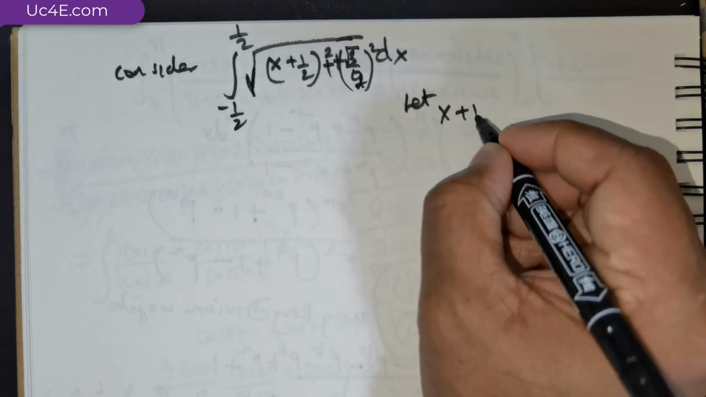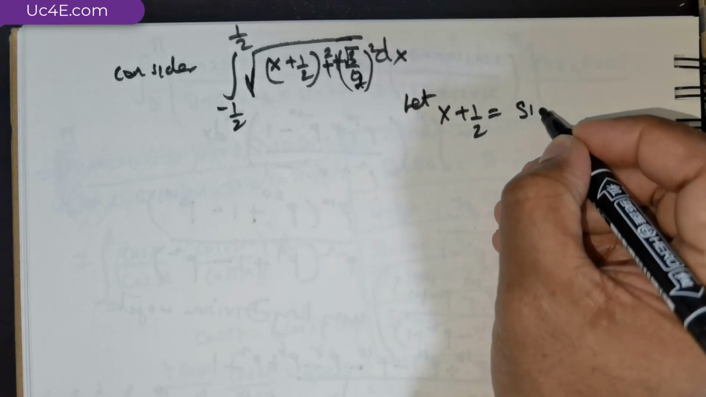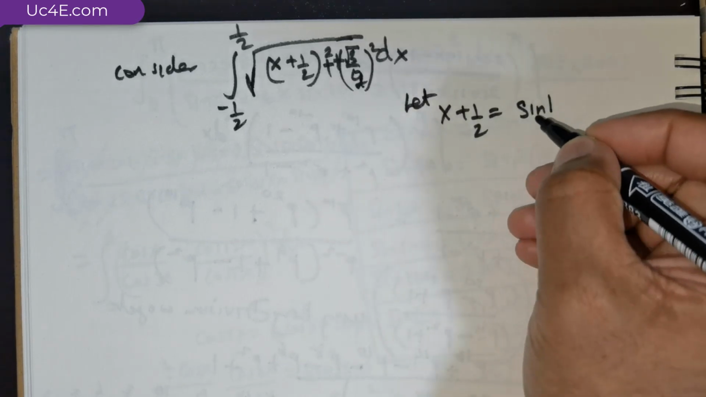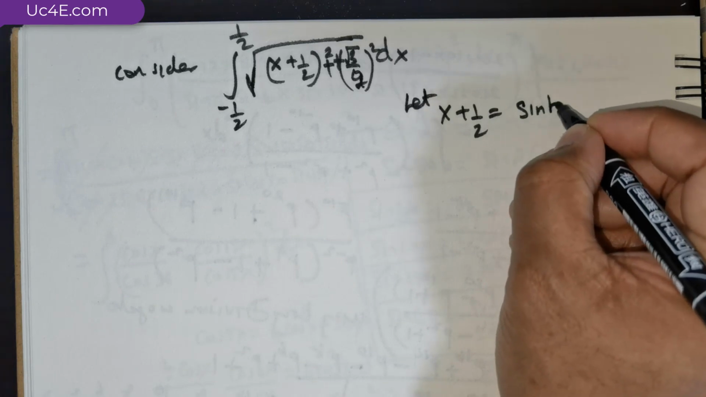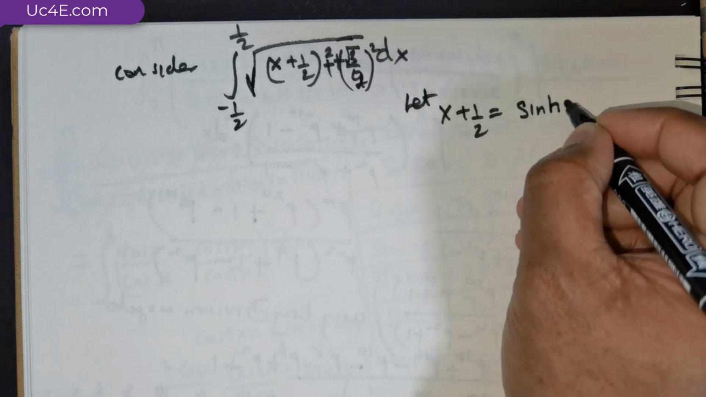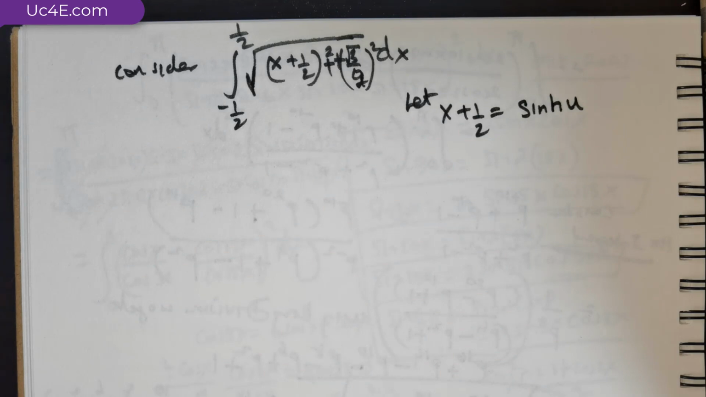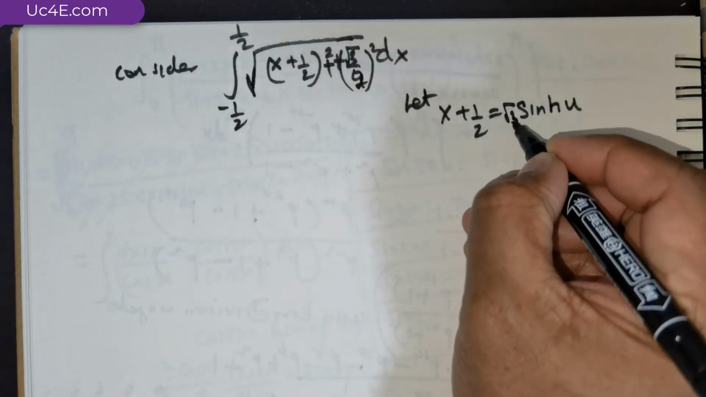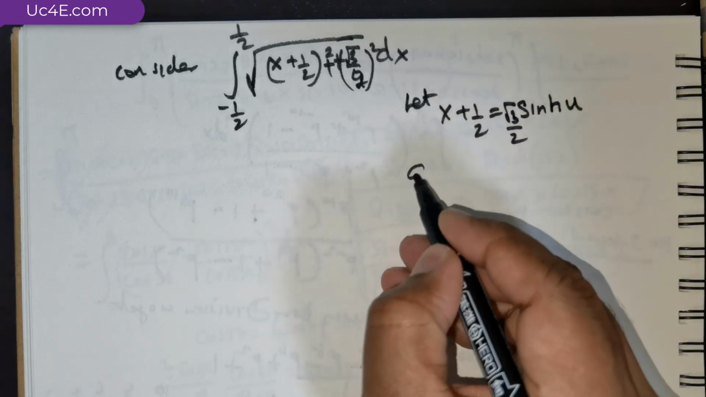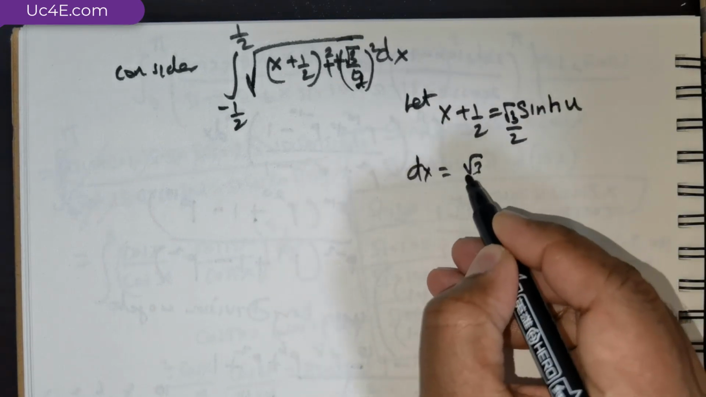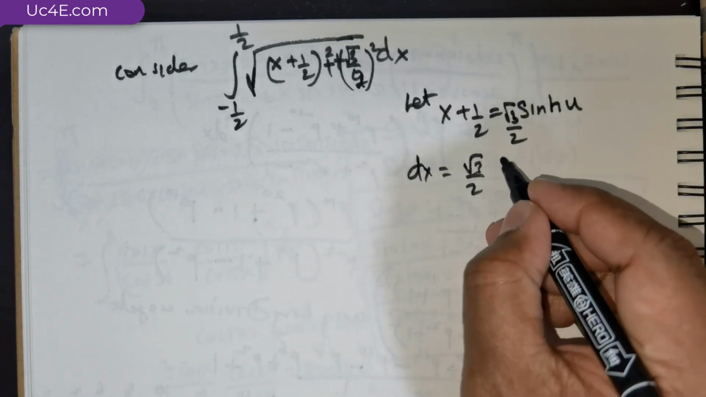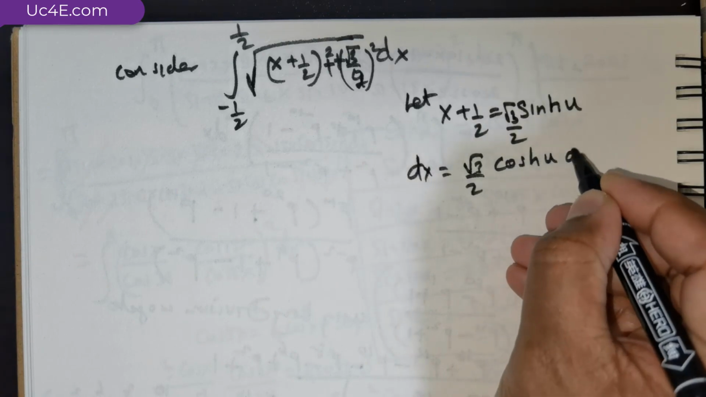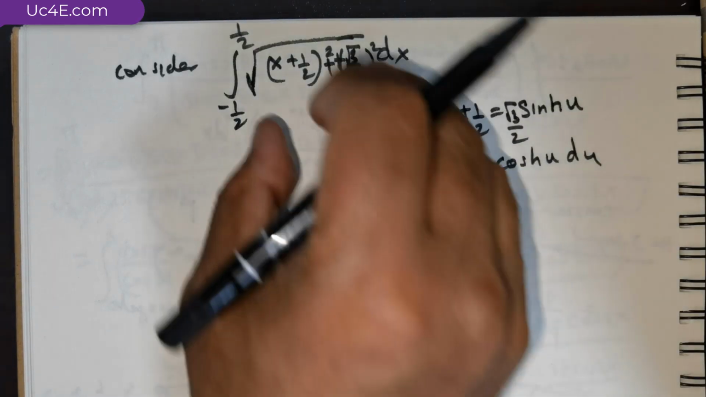So let me take x plus 1 over 2 to be equal to hyperbolic sine, which is sinh. I'm going to take it as sinh u. Now since I have a root 3 over 2, I need to place root 3 over 2 there. If I differentiate, I get dx is equal to root of 3 over 2. The differential of sinh is going to give me cosh u times du. That's it. So substitute it here.